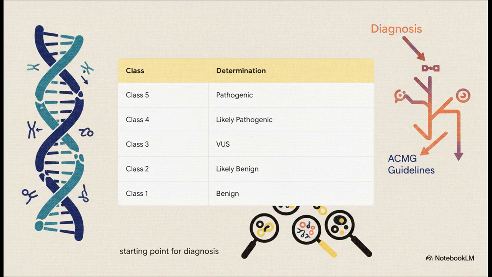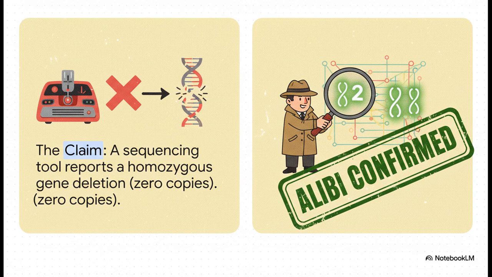This is how it does it. It uses a super clear 5-class system that's totally compliant with the official guidelines from the American College of Medical Genetics. It sorts every SV into a class, from class 5, definitely pathogenic, all the way down to class 1, totally benign. This gives doctors a clear, confident place to start their investigation. It's a game changer.